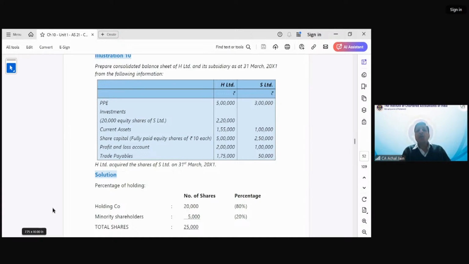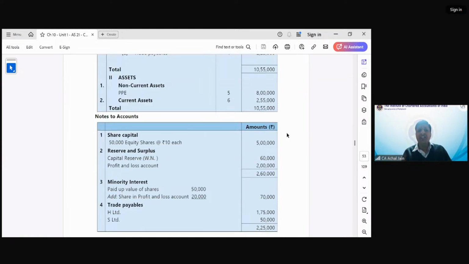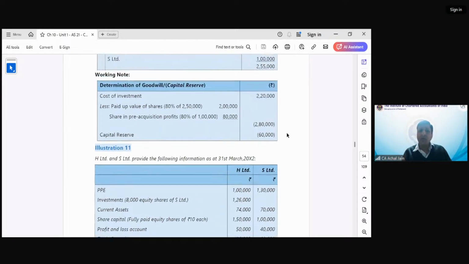For calculating goodwill or capital reserve, what do we need? Two things. One is the purchase consideration, which is the cost of investment. This cost of investment is the purchase consideration only. And the second thing is the net assets of the subsidiary. Do we have that information available? The answer is yes. We have the share capital and profit and loss balance. So the net assets of the subsidiary is 3,50,000. Using this information, we can calculate goodwill or capital reserve.